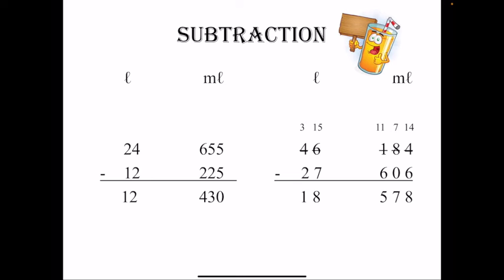So finally, after subtracting these two numbers, 46 liters 184 milliliters minus 27 liters 606 milliliters, your final answer is 18 liters 578 milliliters.